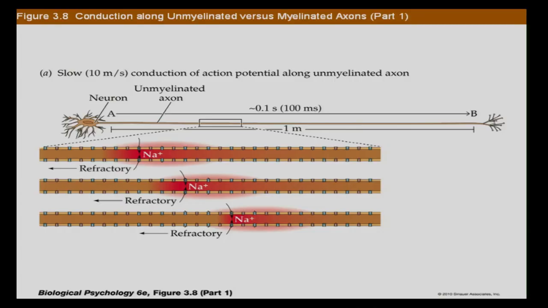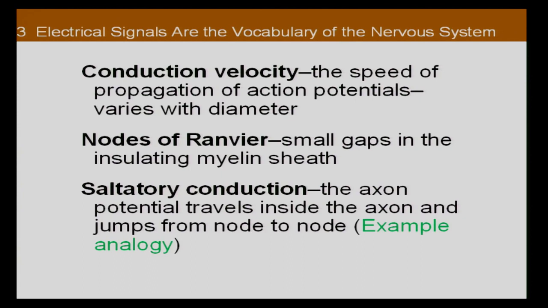Okay, great. So we have our refractory period, we have our axon, our action potentials moving only in one direction, down the axon. And now I need to talk to you about conduction velocity. The term conduction velocity means the speed of propagation of action potentials. And that conduction speed varies with the diameter of the axon. Big old honkin' axons have very fast conduction velocities, and tiny little thin ones have much slower conduction velocities.